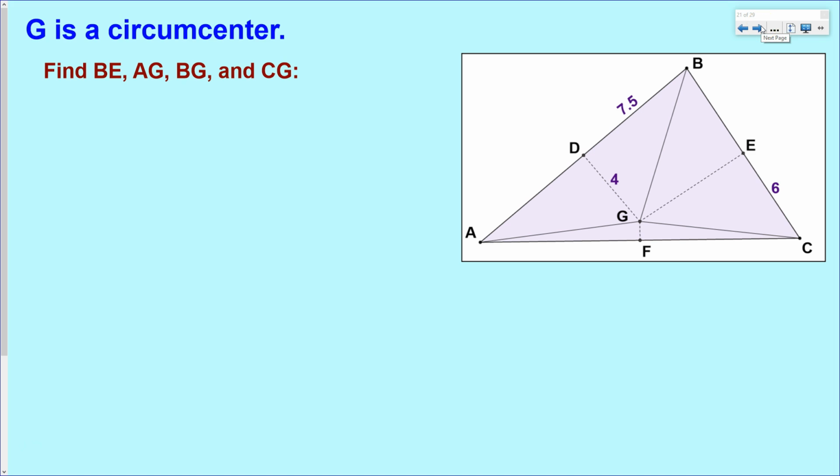We can also ask you to do more traditional geometry style problems. So here's a drawing, here's some givens. Why don't you pause the video here and find those 4 distances that I've asked you to find.